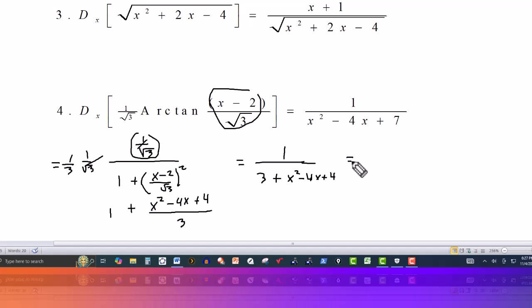So then we just simplify this. This is going to be 1 here, and we have x squared minus 4x, and then 4 and 3. 4 and 3 is 7.